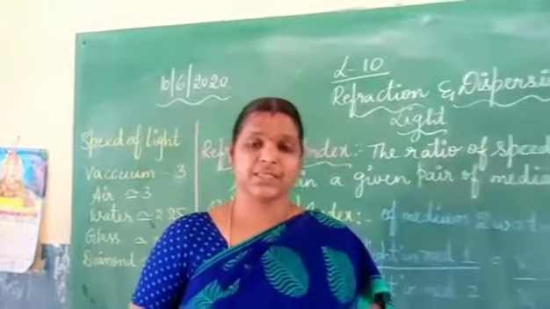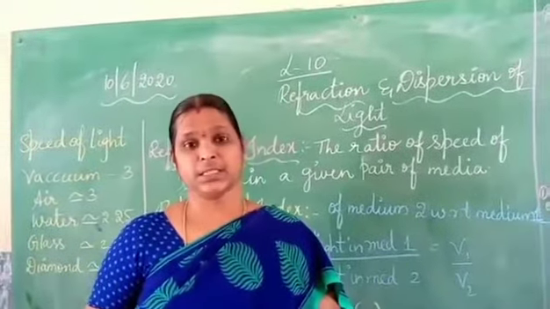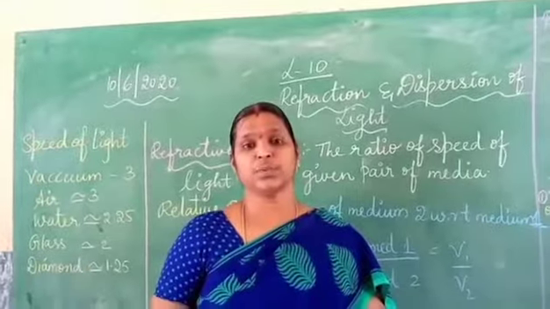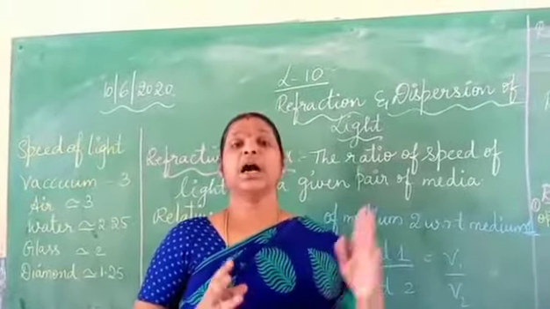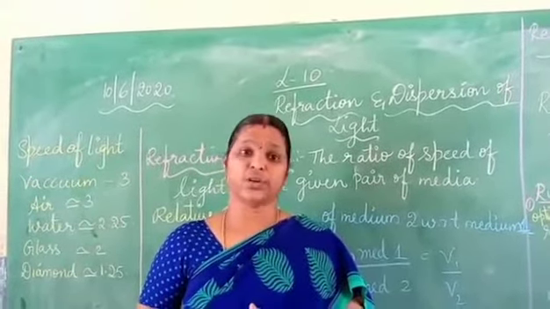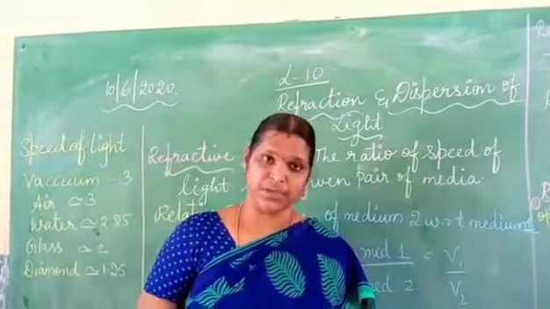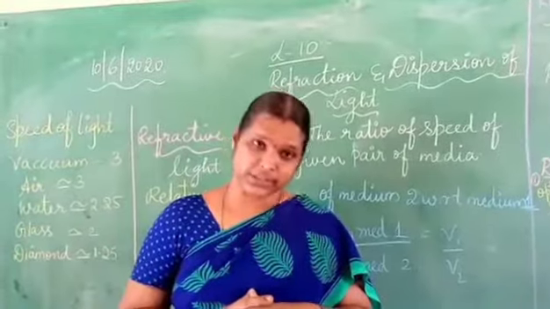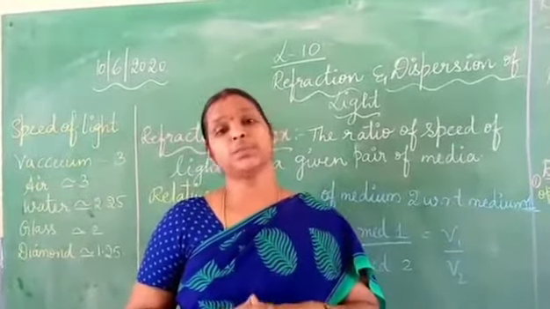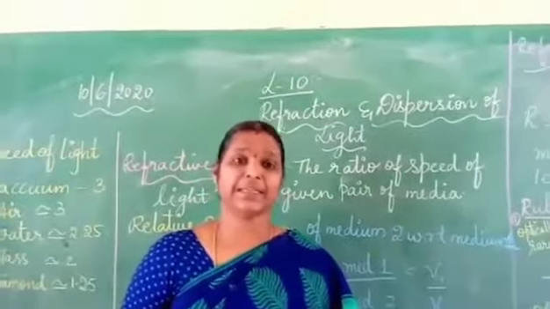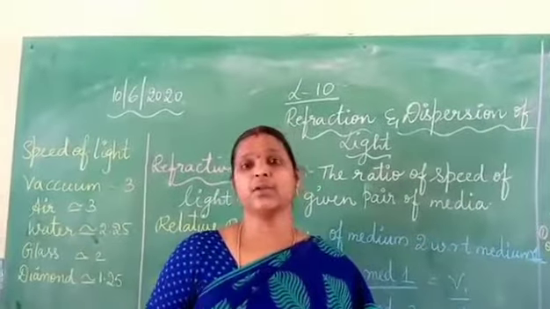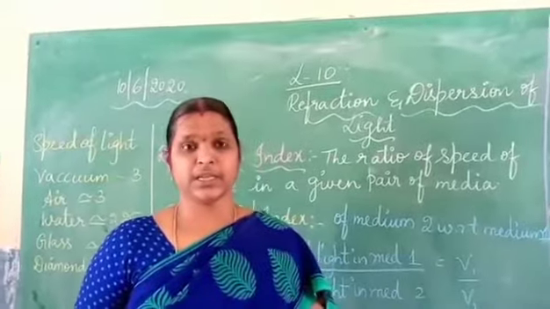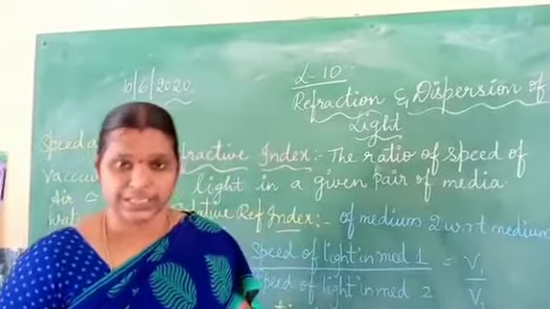So we also discussed optical density. Speed of light is an indicator of its optical density. The higher the speed of light, you call it an optically rarer medium, and it has lesser optical density. The lower the speed of light, the optically denser medium, with higher optical density. So we say that speed of light is an indicator of optical density.